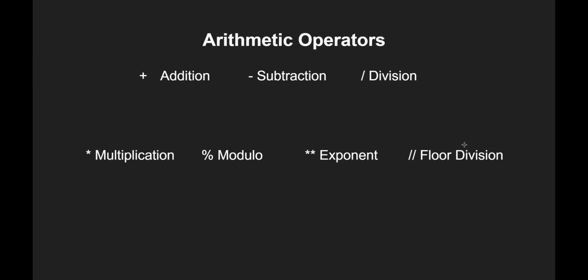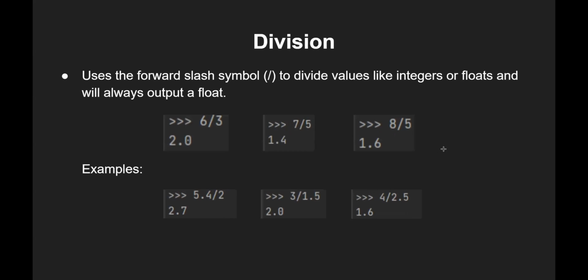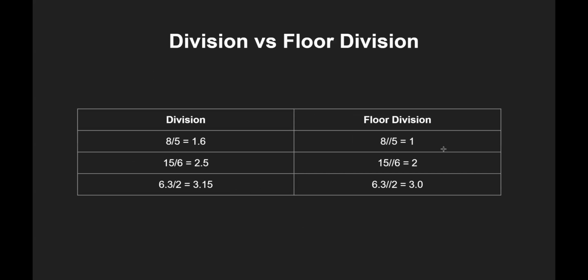Exponent and then floor division, which finds the quotient. So addition, subtraction, division, floor division. So division versus floor division. Division gives the actual result, the decimal and the remainder, but floor division just gives the quotient.